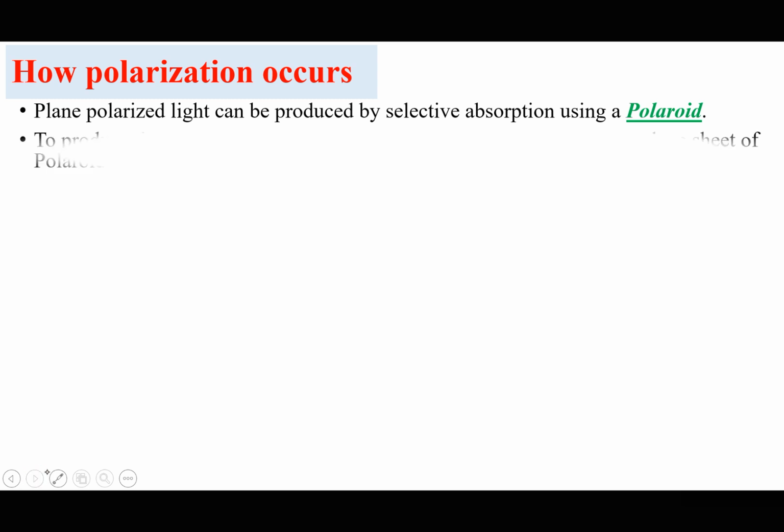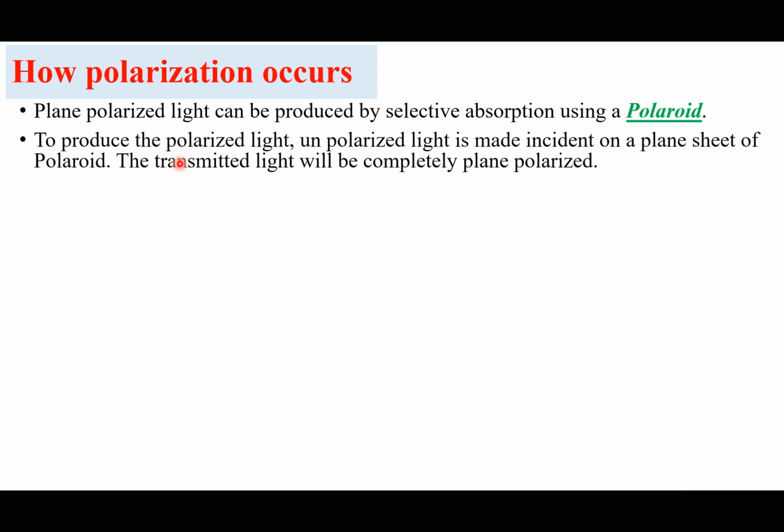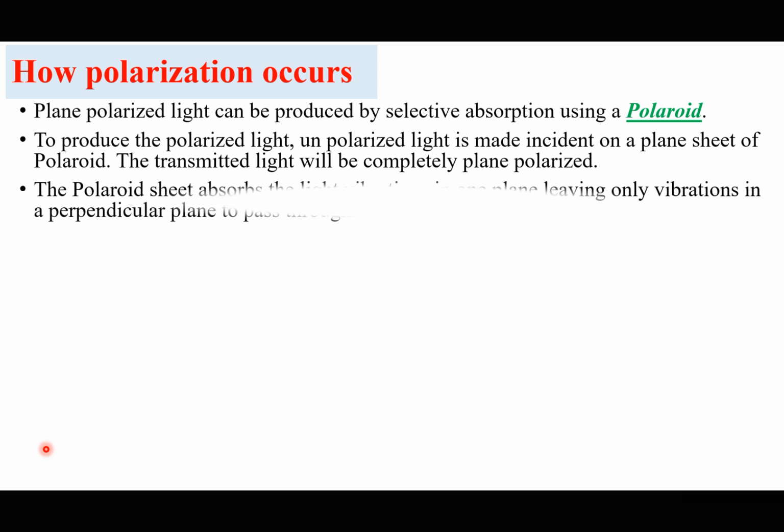So to produce polarized light, unpolarized light is made incident on a plain sheet of a polaroid. The transmitted light will be completely plane polarized depending on the orientation of this polaroid. So the polaroid sheet absorbs the light vibrations in one plane, leaving only vibrations in a perpendicular plane to pass through, as we have seen in our previous animations.